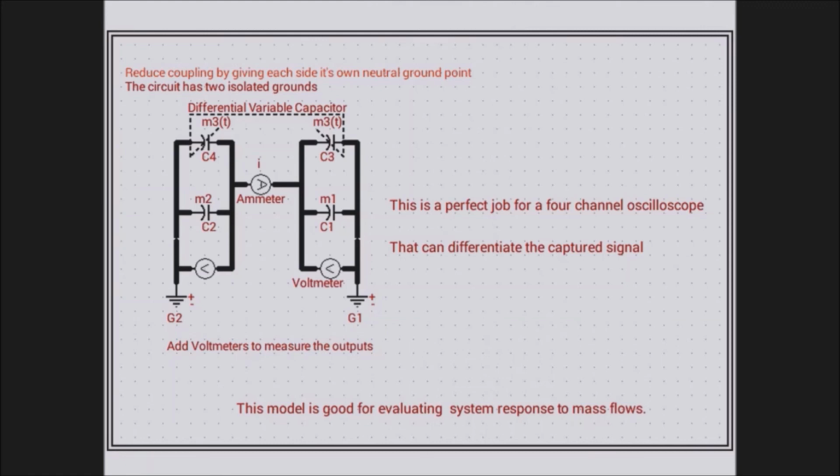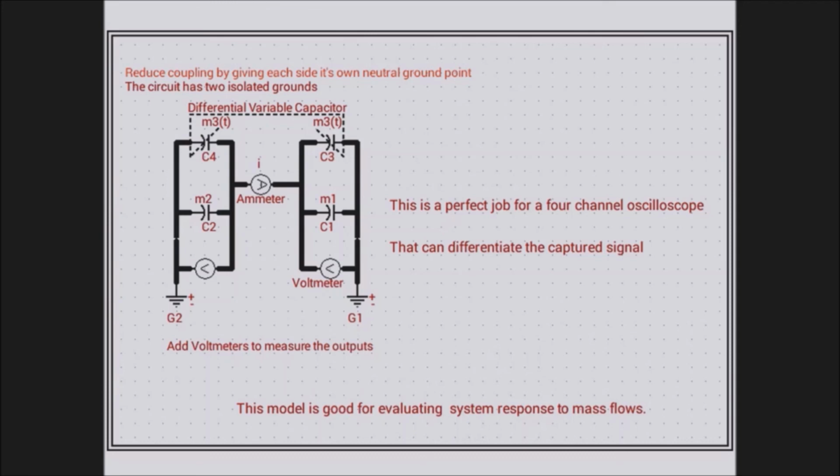Similarly, the ammeter measures the current going into this block or out of this block, into this block or out of this block. So it depends upon the direction of the current as to whether this block is experiencing a force that is positive or negative.